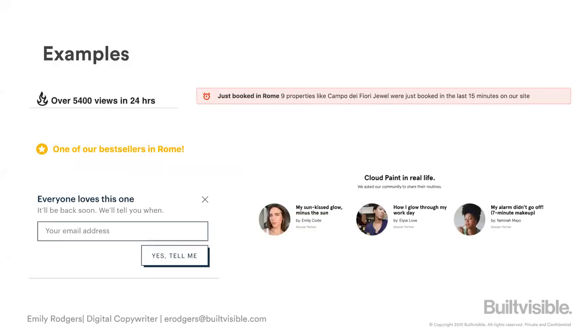We've got some UGC happening at the bottom there, just booked in Rome, so 9 properties like that. It shows how many properties exactly have been booked in the last 15 minutes. And as well, the out of stock one is one that I particularly love because it doesn't say out of stock, it says everyone loves this one, which means it is so well loved by other people that it's actually sold out.